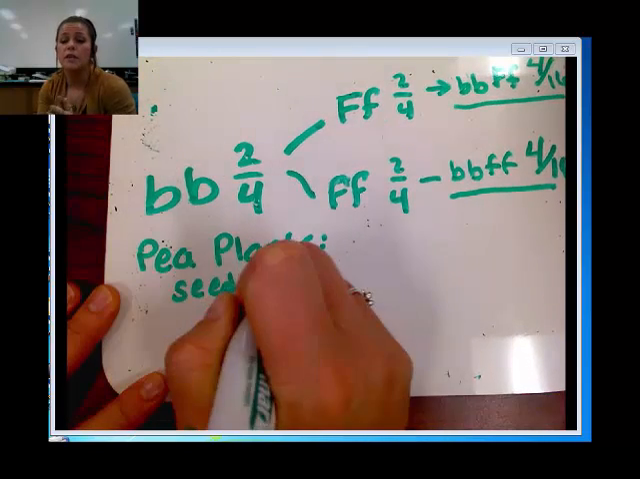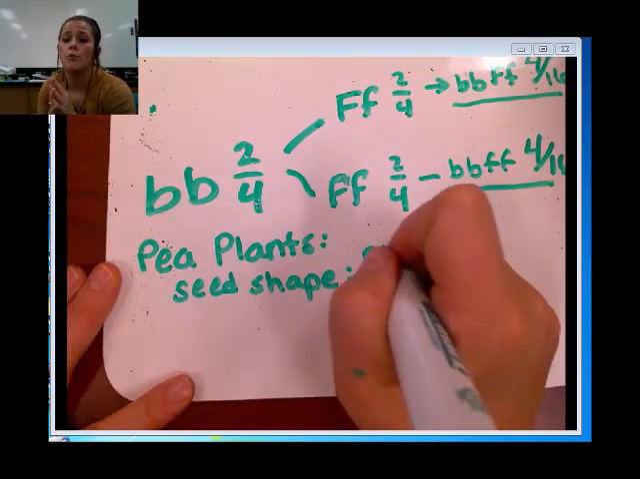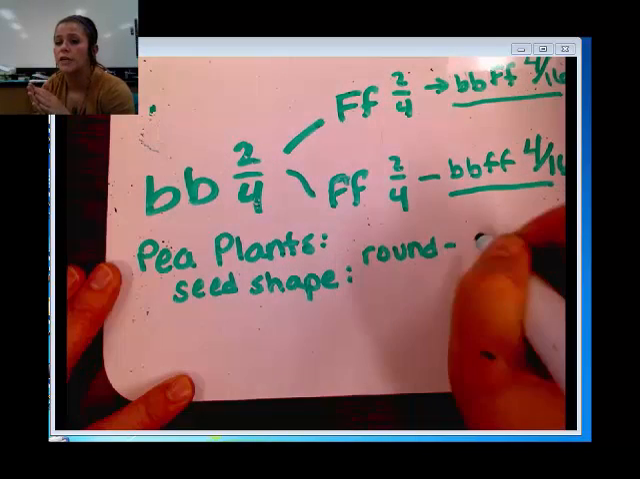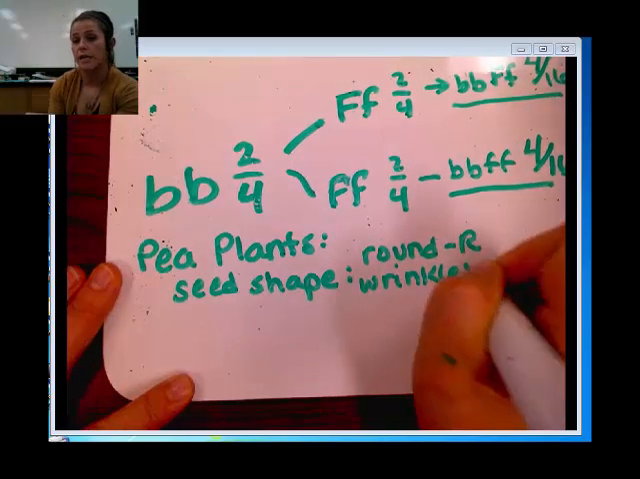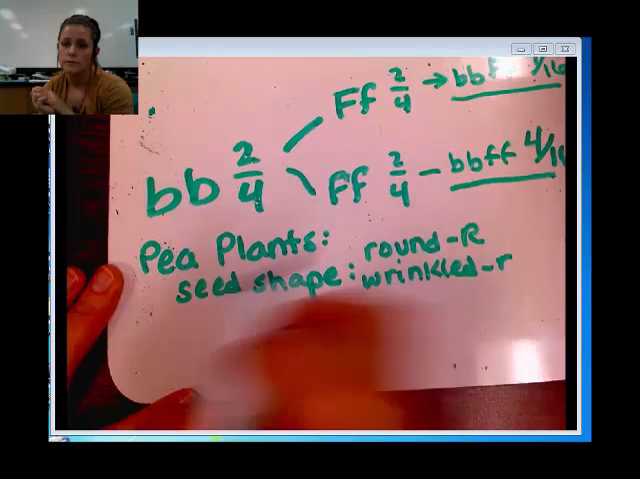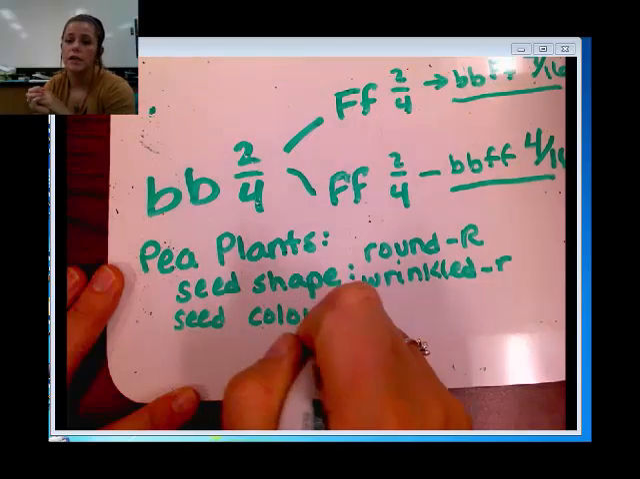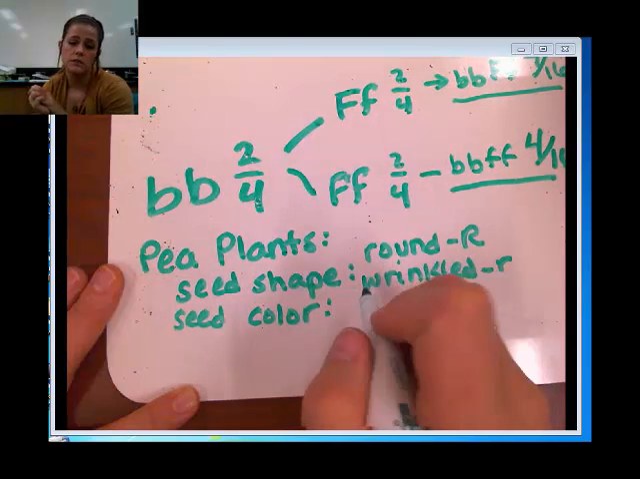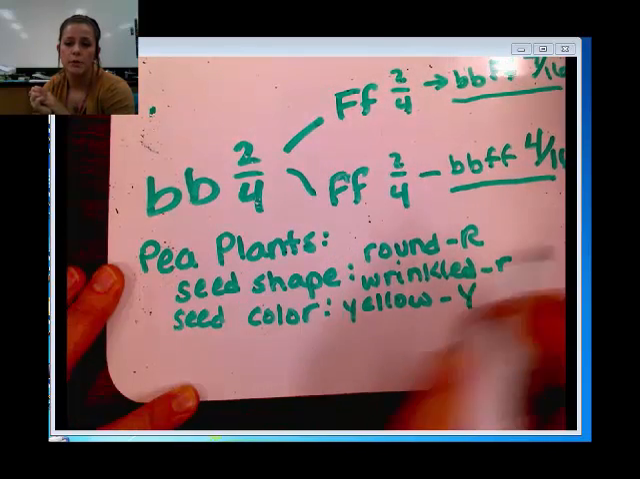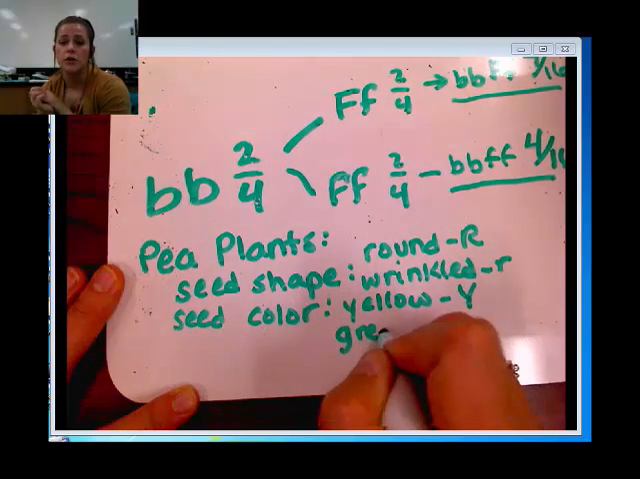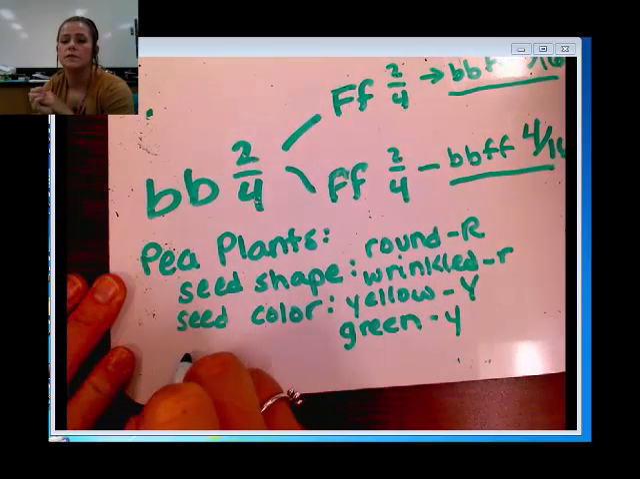So we know that in pea plants, we can have either round seeds or wrinkled seeds. So our round seeds are going to be dominant, and we're going to use a dominant R for them. Wrinkled seeds are going to be recessive, so we'll use the lowercase r. Okay, and then we have seed color. So we're going to have yellow seeds. Those are going to be dominant, and we're going to use a capital Y. And then green seeds are going to be recessive, so lowercase y.